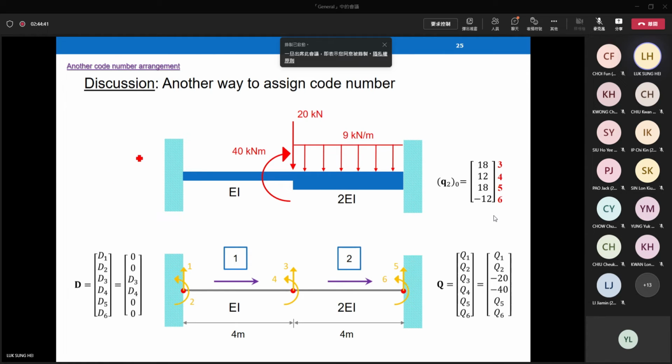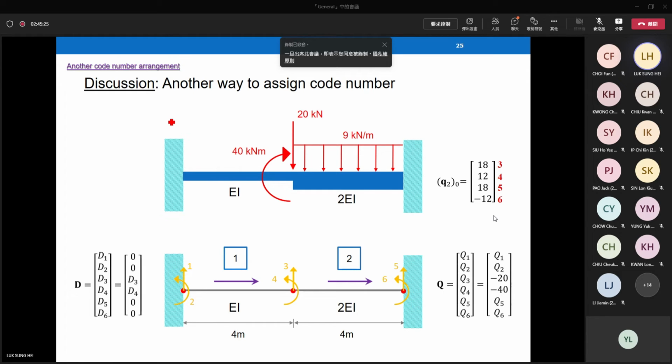Some short discussions. Right now, we have discussed quite a lot of examples for truss and beam analysis. Keep using the textbook suggestions: start to assign code number from positions with unknown displacements. But what happens if I assign code number arbitrarily from left to right? In fact, you can assign code number from left to right arbitrarily without following the textbook method.